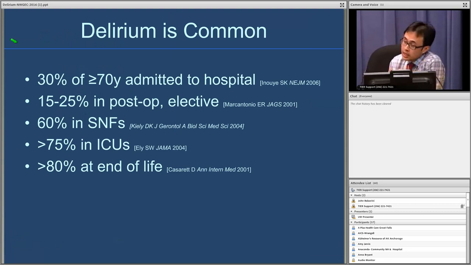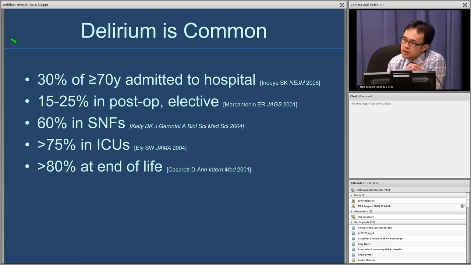The other thing I'll make an argument for is that delirium is incredibly common if you're looking for it. Of older adults admitted to the general internal medicine wards in any given hospital, 30% will have delirium. 50% of these individuals have it at the time they're admitted to the hospital, and the other half develop it during the hospital course.